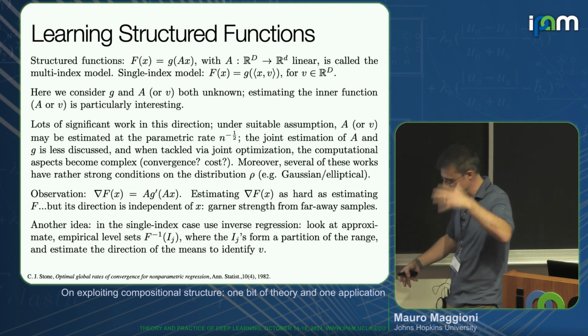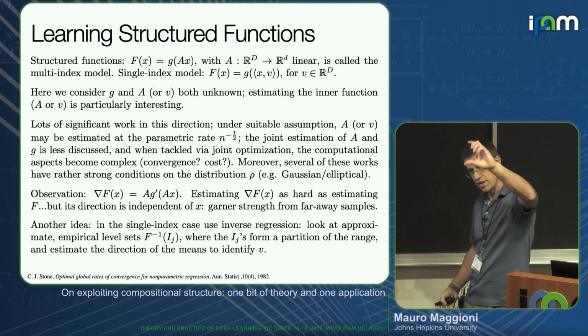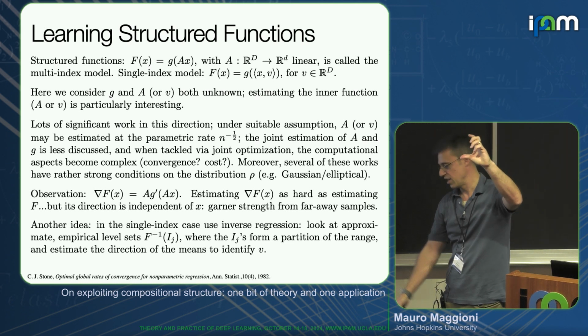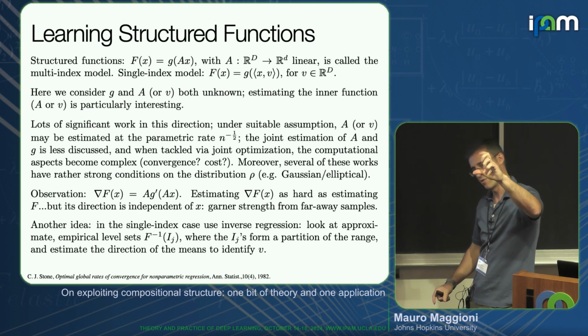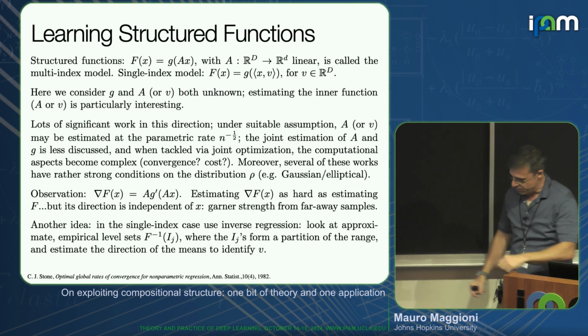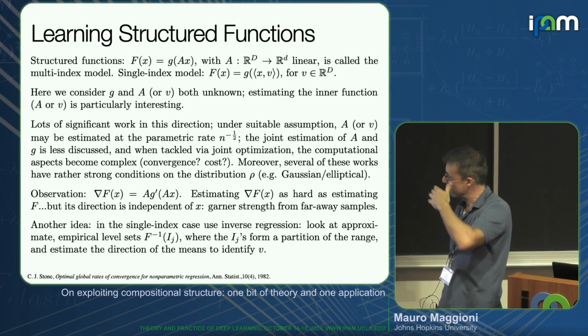Instead of partitioning the x's, you partition the y's. So you take little intervals in the outputs, and you look at the pre-images. So you look at all the points such that f of x is equal to that y, or lands in that little interval. And this gives you an approximate level set of the function.